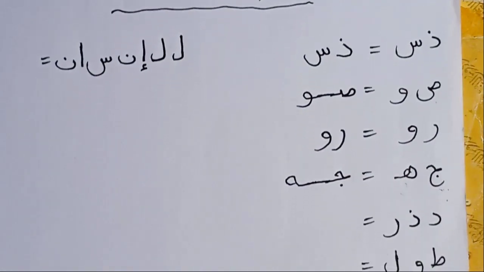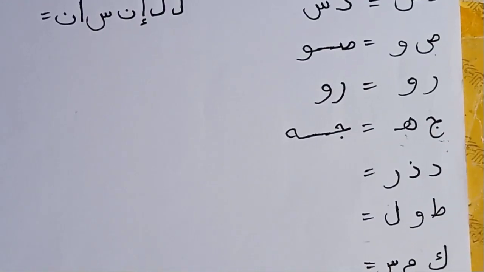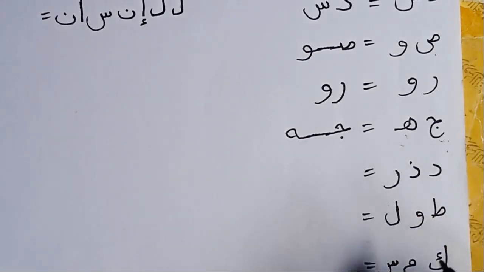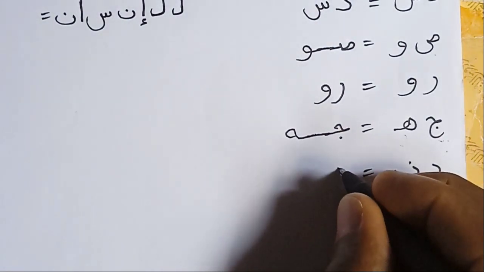So the next example is Dal, Dal, and Ra. They are all disjoint letters, and all are 3-letter words, so they will be rewritten like that.